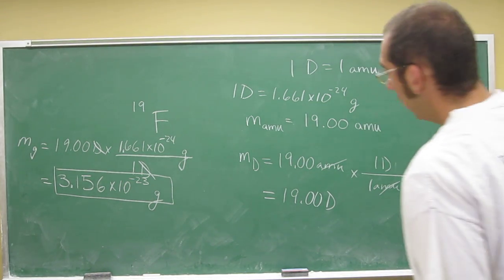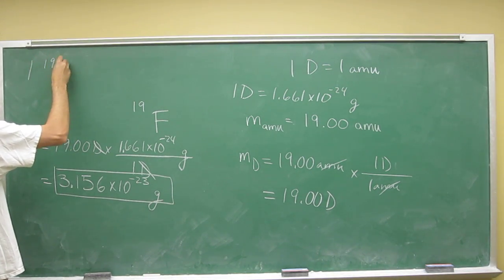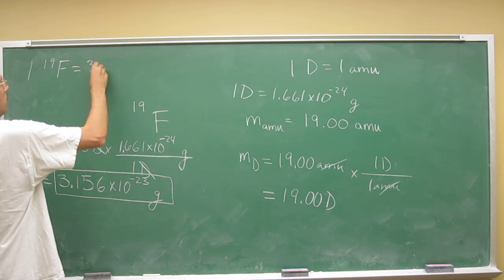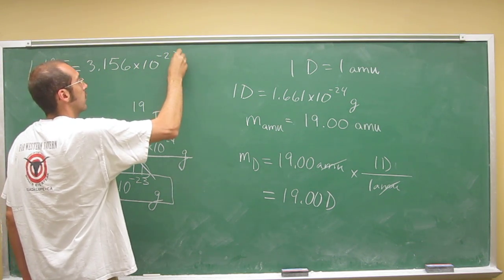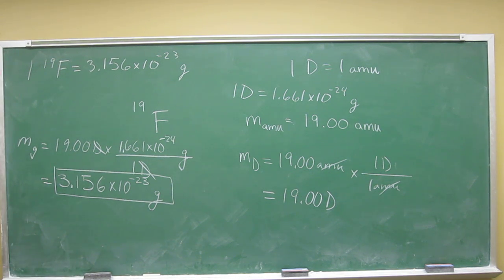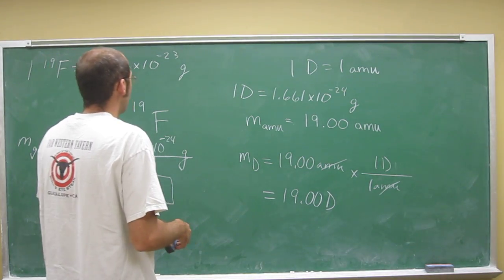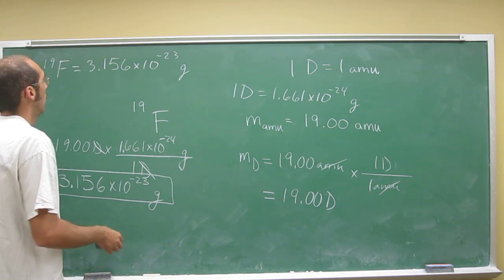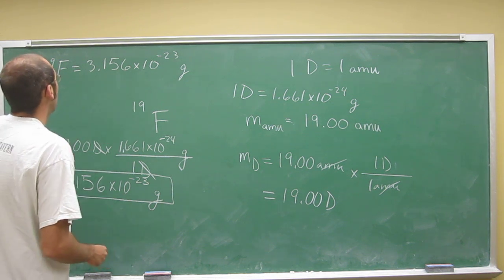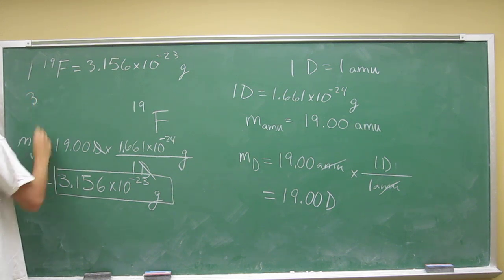In fact, if you wanted to, you've got another conversion factor, right? So 1 fluorine-19 atom equals 3.156 times 10 to the negative 23rd grams. So we'll put this part in the problem. How many grams does 4 of these things weigh? Well, not 4, we'll say 10. How many grams does 10 of these fluorine atoms weigh? Well, just move your decimal place, right? So 3.1.